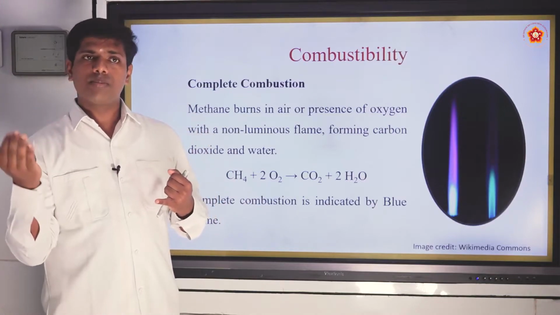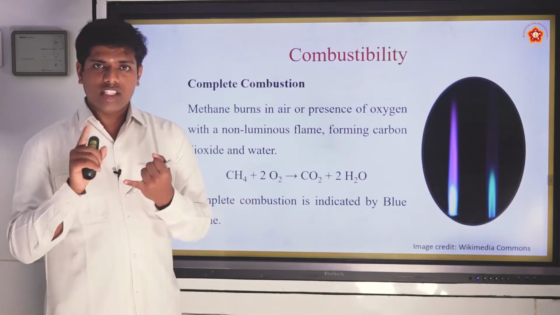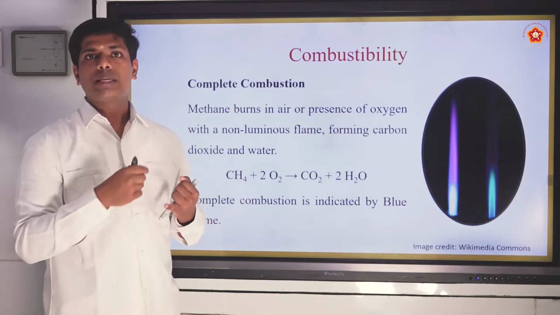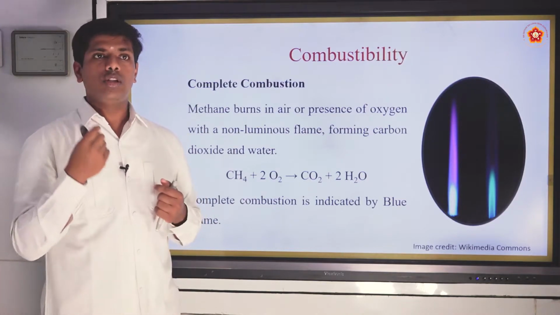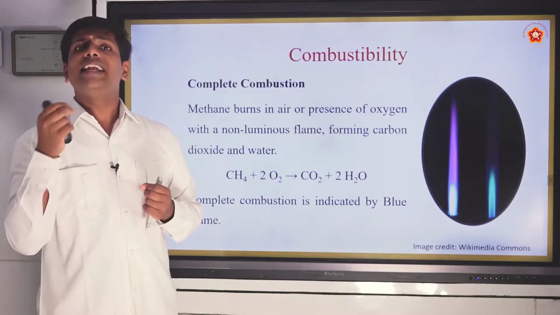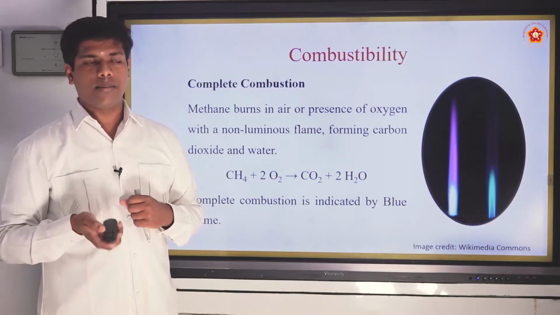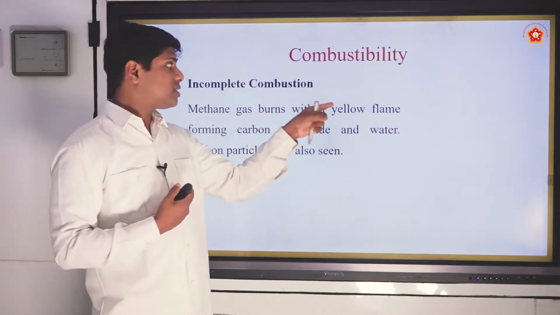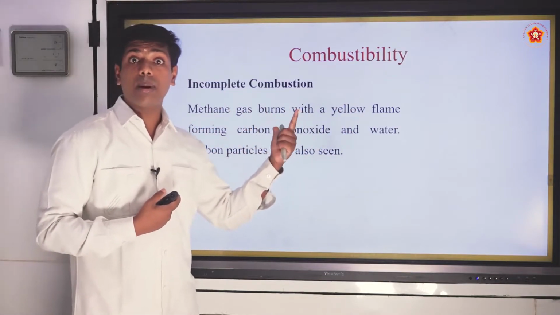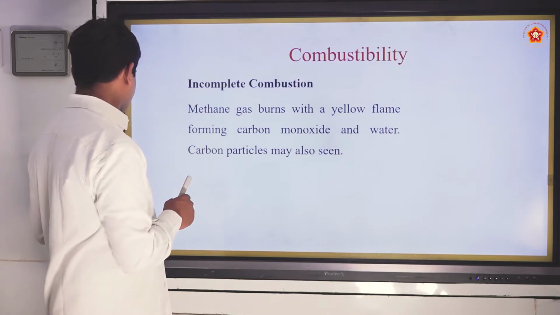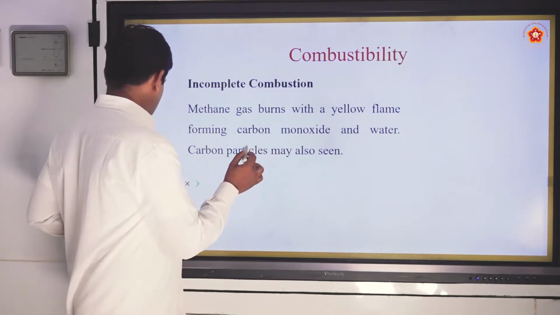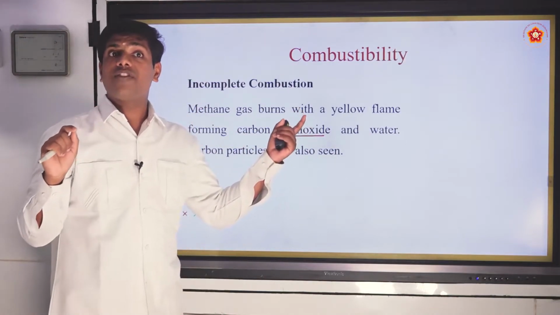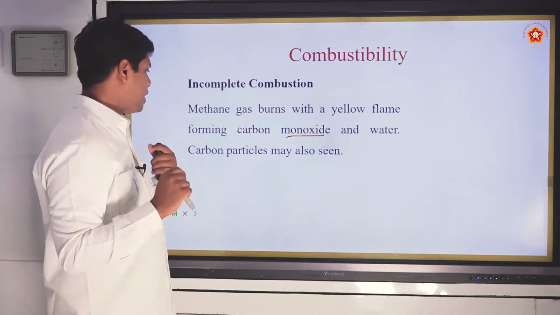You can see complete combustion in a gas stove. When we light the gas stove, you will see the blue flame, or even in a Bunsen burner when we do practicals. That indicates complete combustion. Next, what is incomplete combustion? Methane gas burns with a yellow flame forming carbon monoxide. This is very important. Here it forms carbon monoxide and water, whereas before it was carbon dioxide.